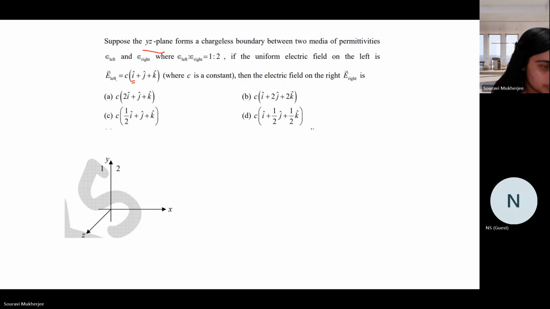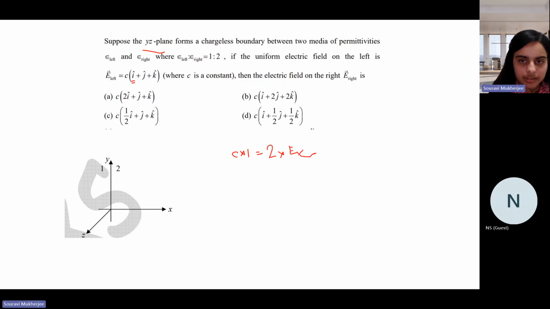So if you do that, what should be your E right, the X component? What is this telling you? C into 1 should be equal to what? It should be equal to 2 into the X component of E right, right?